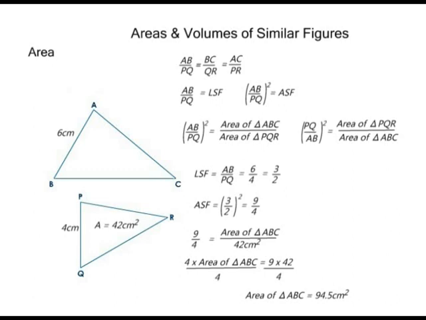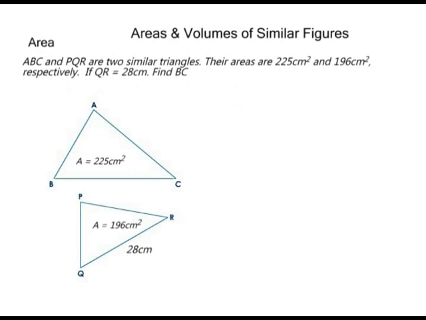Let's take an example. ABC and PQR are two similar triangles. Their areas are 225 square centimeters and 6 square centimeters respectively. If QR is equal to 28 centimeters, find BC.